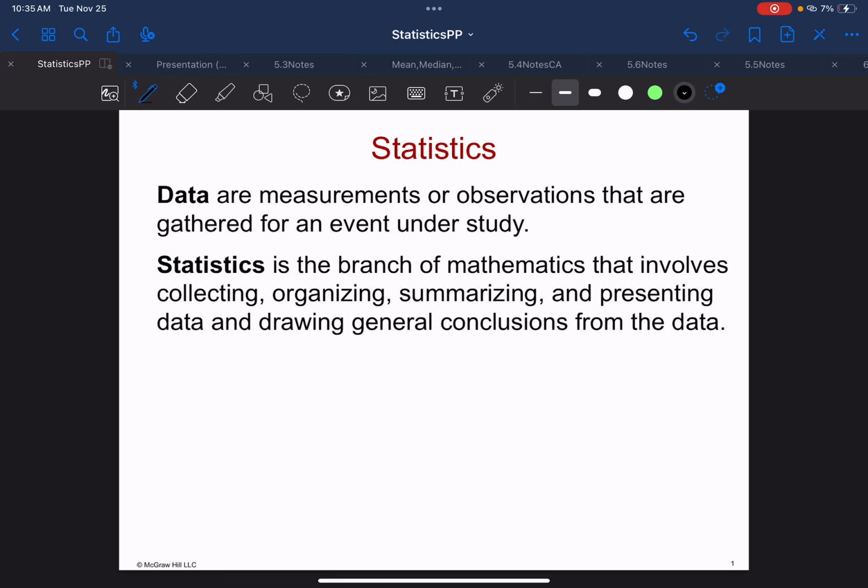So statistics is a branch of mathematics that involves collecting, organizing, summarizing, and presenting data, and then drawing general conclusions from that data. And data are measurements or observations that are gathered for an event under study. So whatever you're studying, if you collect the information about your experiment or study, that would be your data.